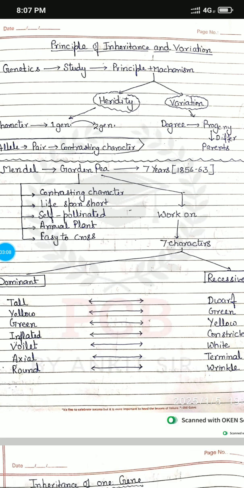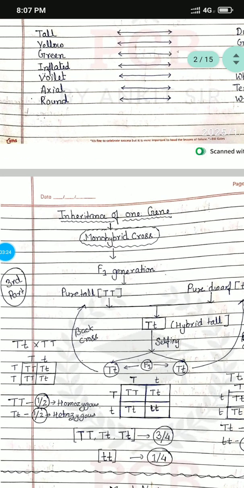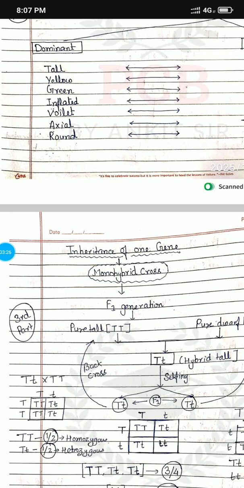What are dominant and recessive? Dominant is the character which suppresses the other character, and the other character which is suppressed is called recessive. Now, the third part is the inheritance of one gene. The inheritance of one gene is a type of monohybrid cross.